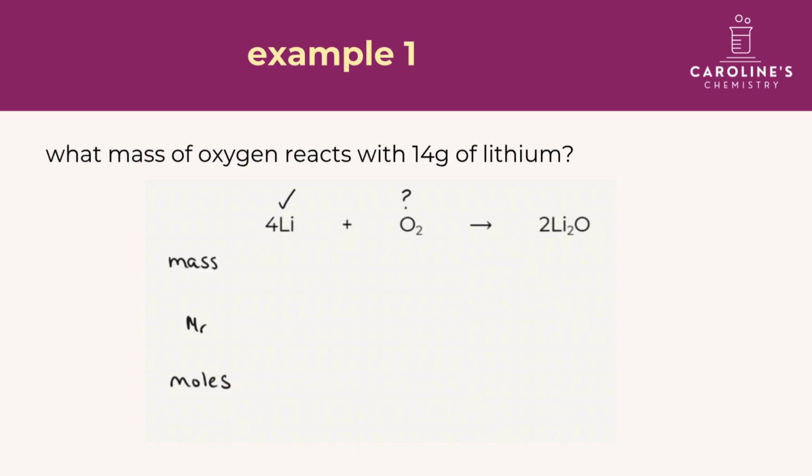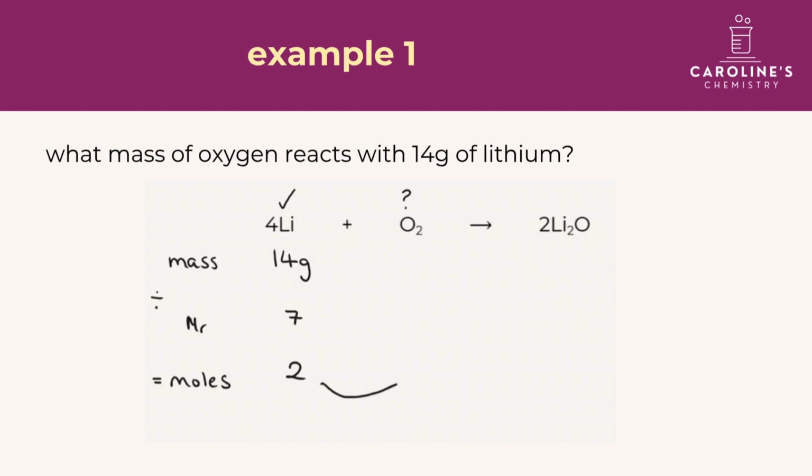So starting with the tick, this is step number 2, moles of the tick. We know we have 14 grams of the lithium. We can work out the Mr from the periodic table. There's just one of it, so it is 7. You do not use the big numbers at this point. The Mr of lithium is always 7, no matter what big number is in front of it. In order to work out moles, its mass divided by Mr is equal to moles. So 14 divided by 7 is equal to 2.